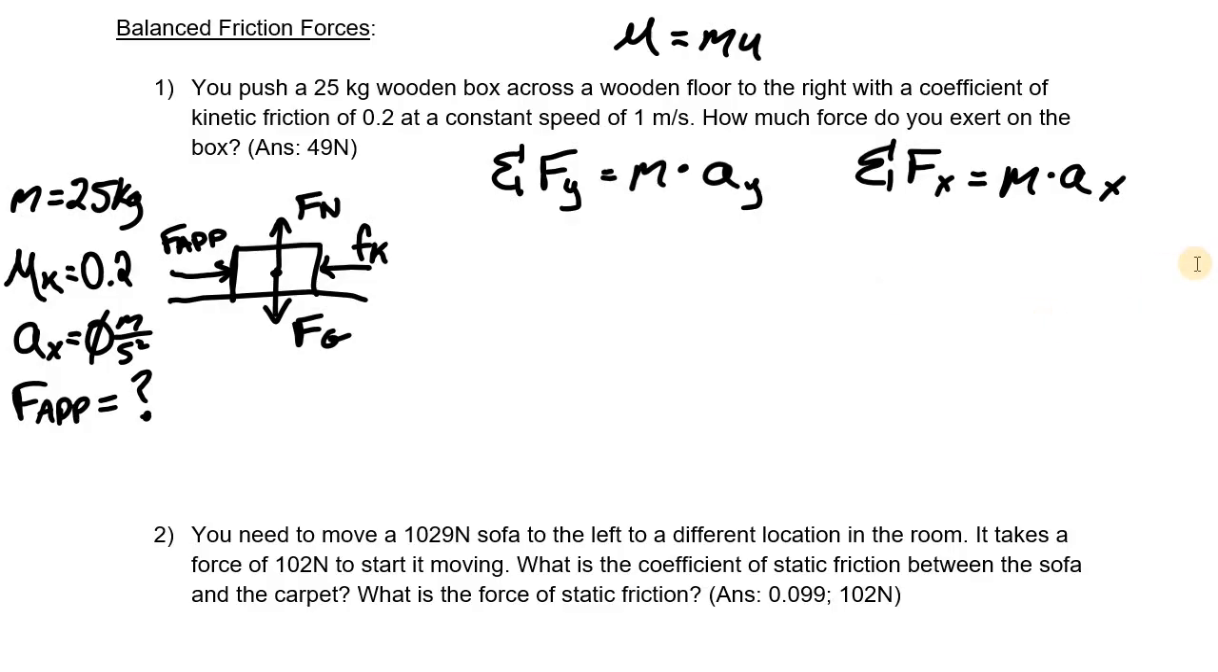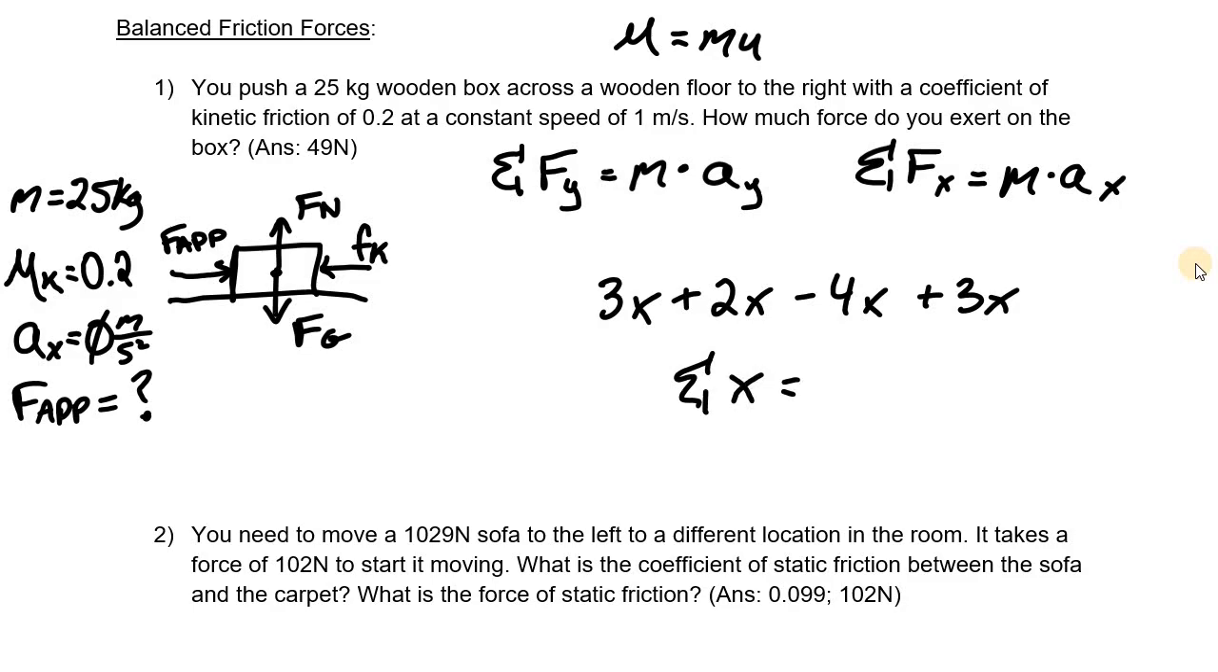If I'm to take the summation of something, let's do a little side note over here. If I have 3x plus 2x minus 4x plus another 3x, and I take the summation of all of these x's, all I'm going to do is combine all of them. So 3x plus 2x is 5x, minus 4x we're down to 1x, plus another 3x, and now we're back up to 4x. That's the summation of all of the x's.